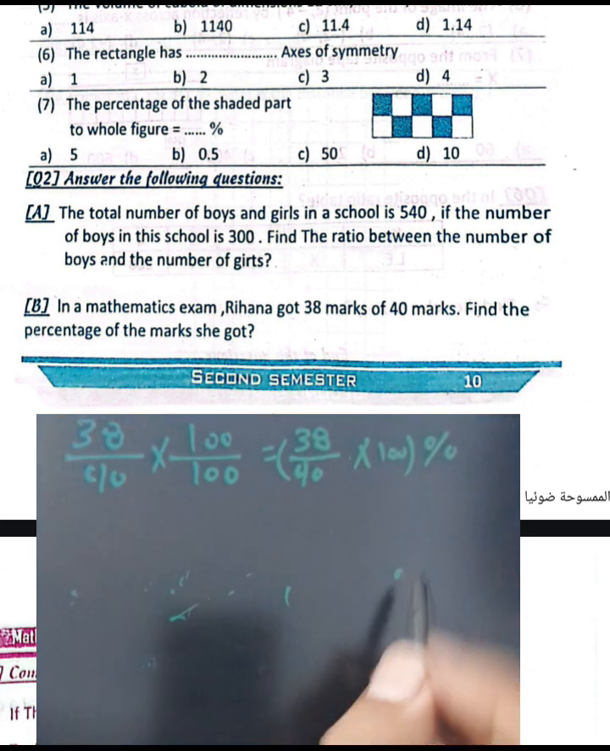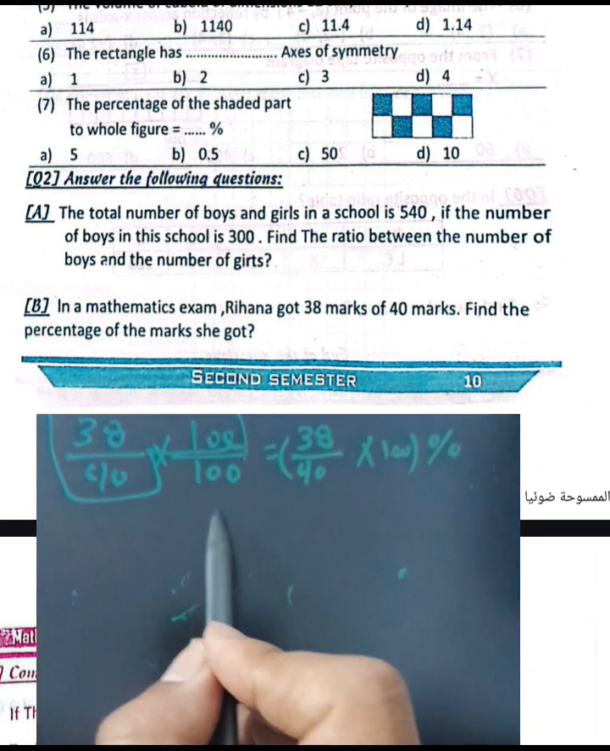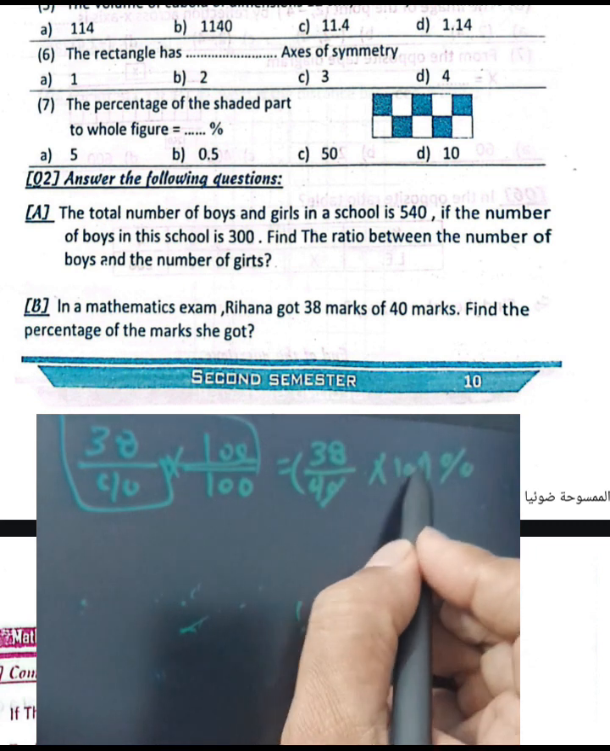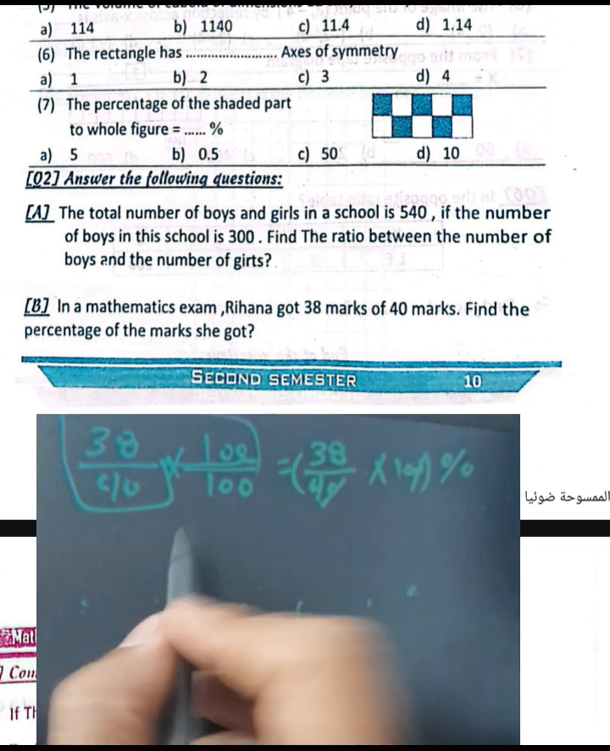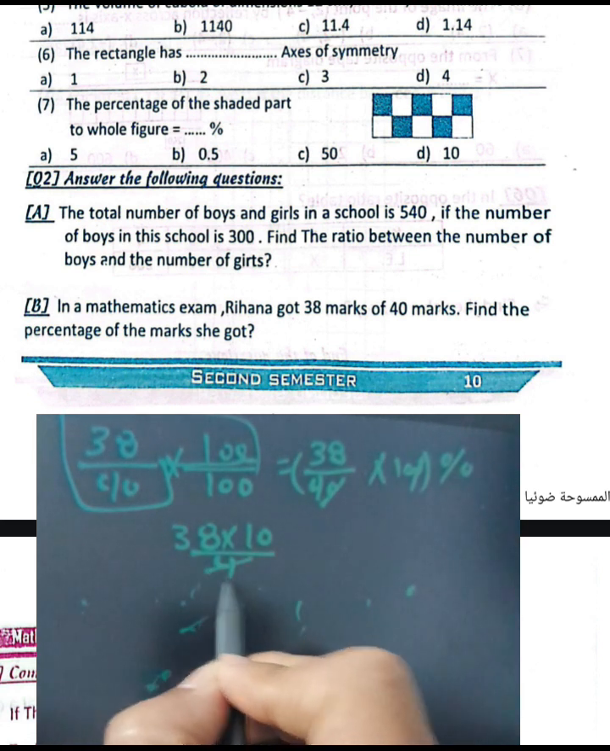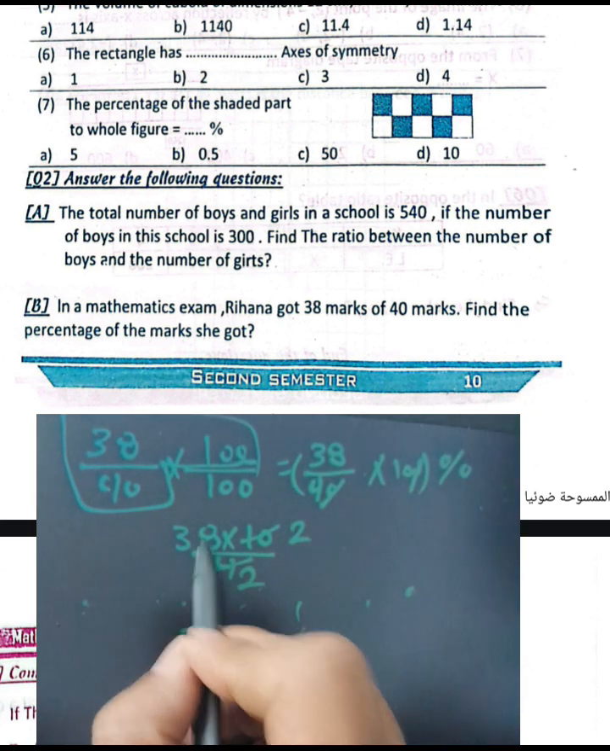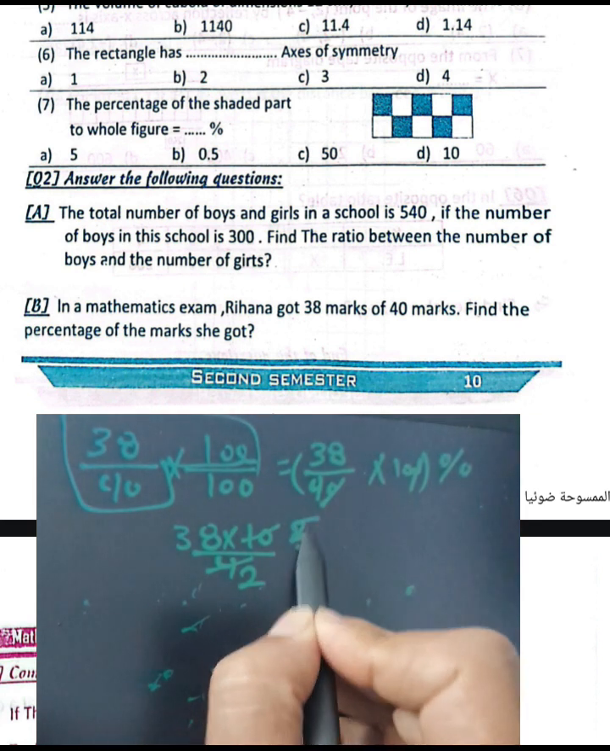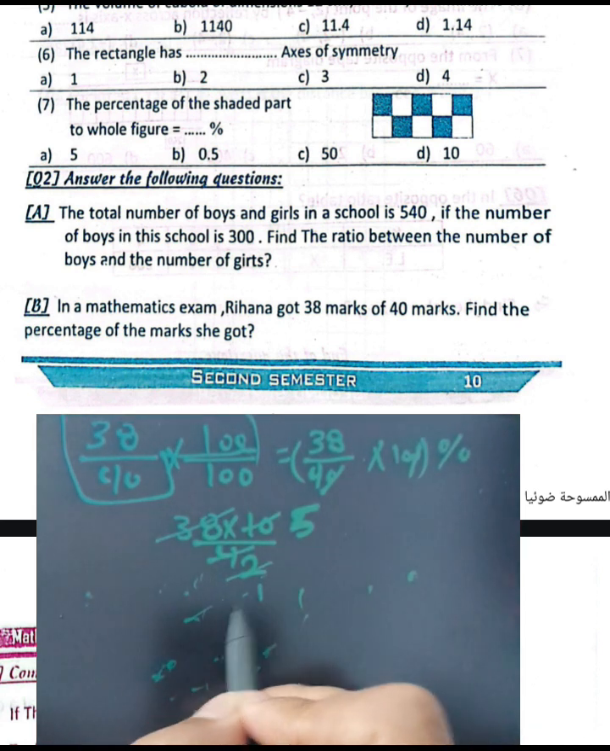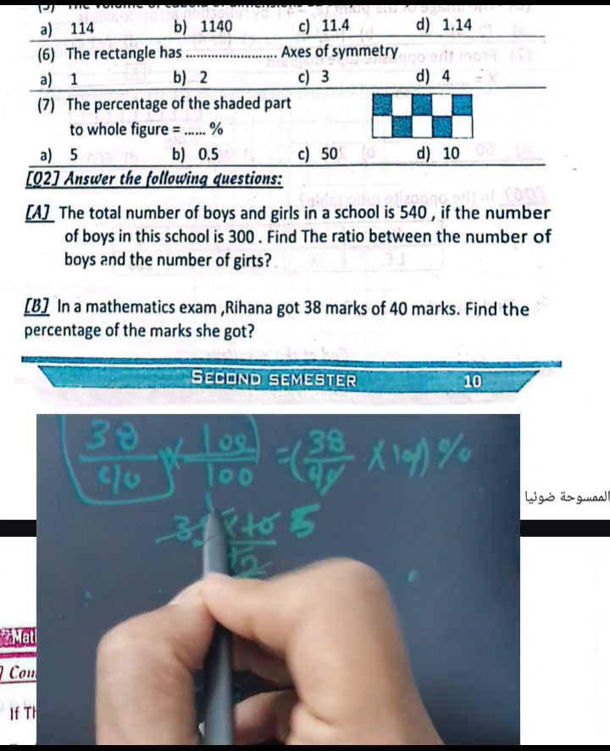Okay, we write here this fraction. Multiplied by 100 divided by 100 means the percentage. And then you can cancel 0 by 0 here and write 10 times 38, 38 times 10 over 4. 4 divided by 2 equals 2. 10 divided by 2 equals 5. And then 38 divided by 2 equals 19, and 2 divided by 2 equals 1.